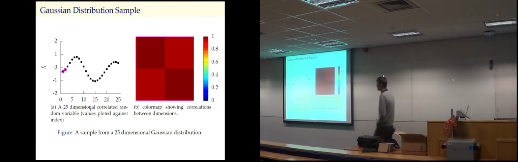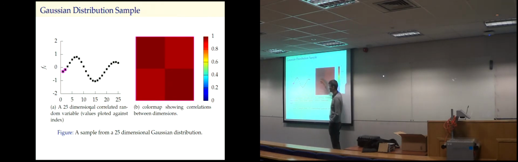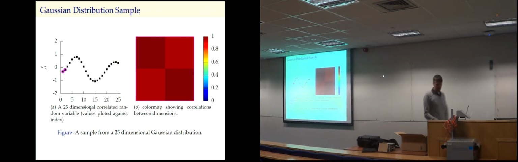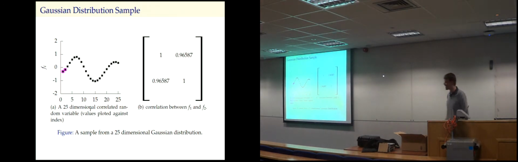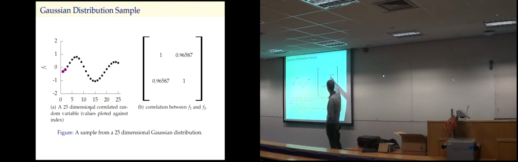Okay, so if we're looking at the joint distribution between F1 and F2, this is the joint distribution. And just to give you an idea of the numbers here, you can see that the correlation's high. The covariance is 11.96587, so about 0.97. So there's a very high correlation between F1 and F2 in this model. Now that's a two-dimensional Gaussian.